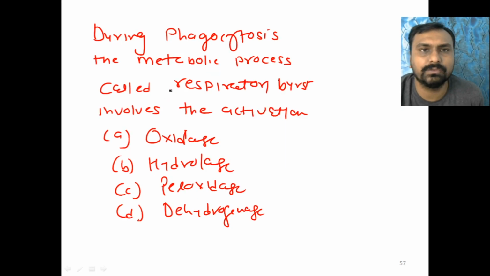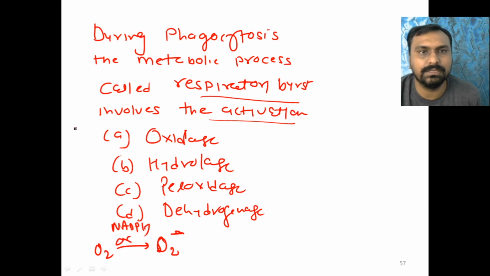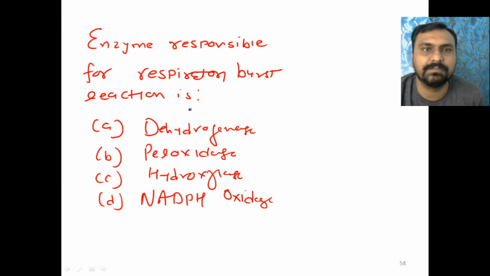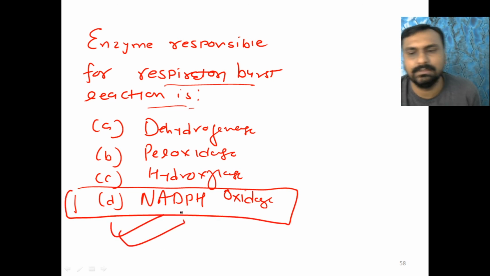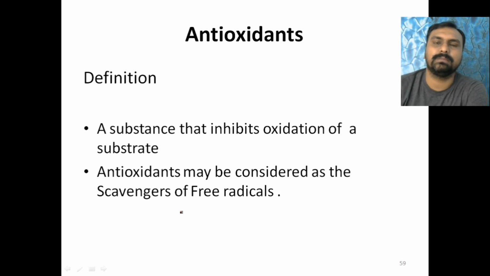Then during phagocytosis, the metabolic process called respiratory burst involves the activation of oxidase, hydrolase, peroxidase, or dehydrogenase. As we know, oxygen is converted to superoxide radical by NADPH oxidase. Okay, so here the answer is oxidase. Then the enzyme responsible for respiratory burst is, so our answer is NADPH oxidase. Okay, we have already seen. This is frequently asked in the exam. Regarding antioxidants, I will discuss in my next lecture.